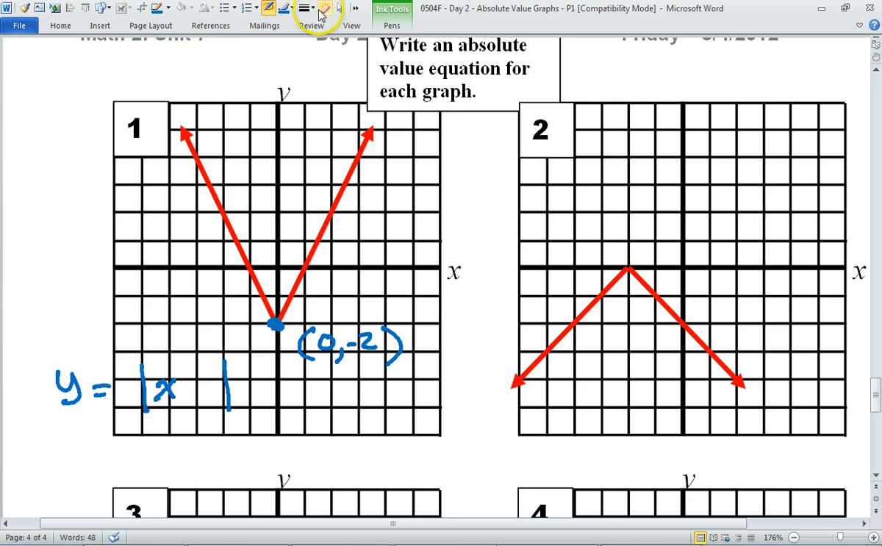So in fact, I don't even need to leave the space that I just left. I'm just going to have absolute value of x, right? Now, what's going to be on the end? -2. That's the number that comes on the end of the function. So this would be your equation for number 1, you guys: y equals the absolute value of x minus 2.